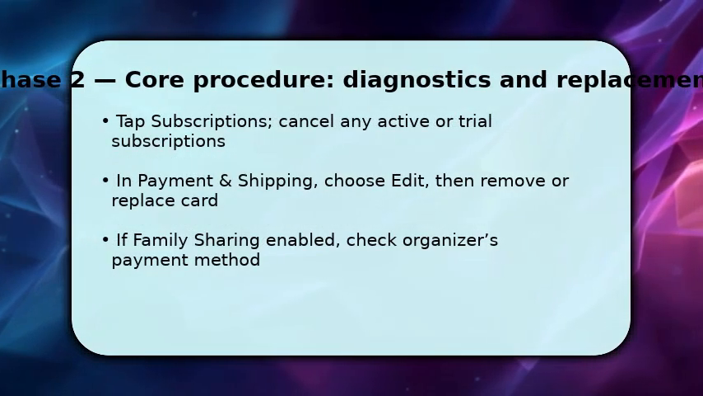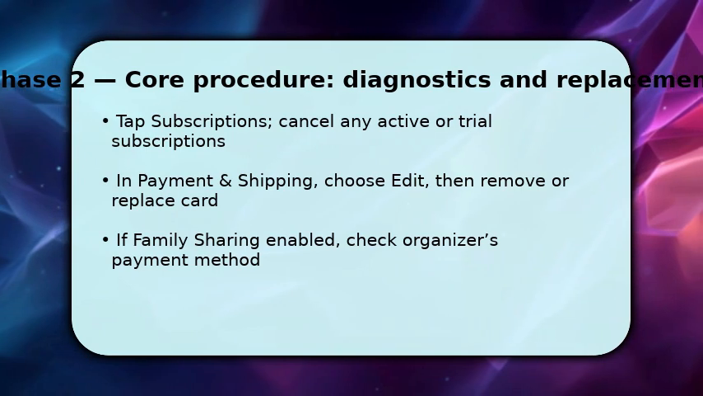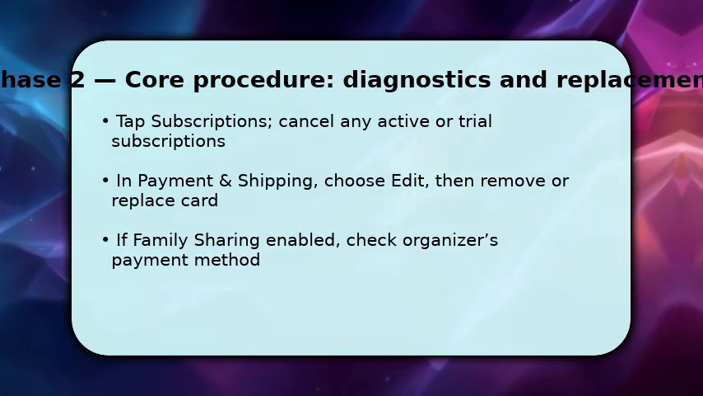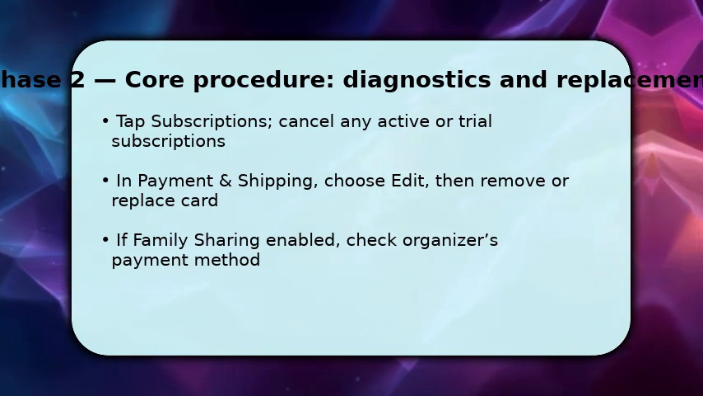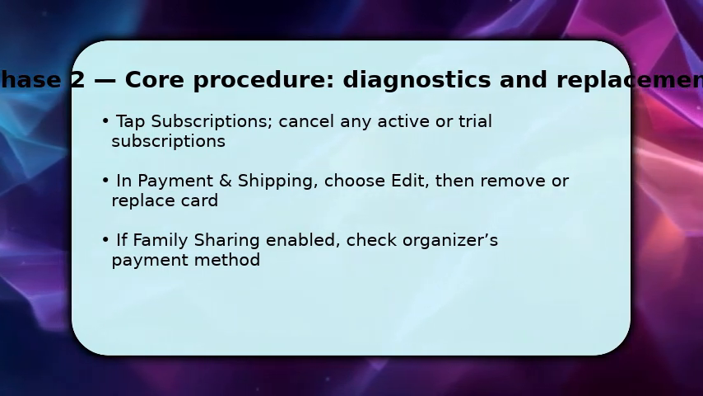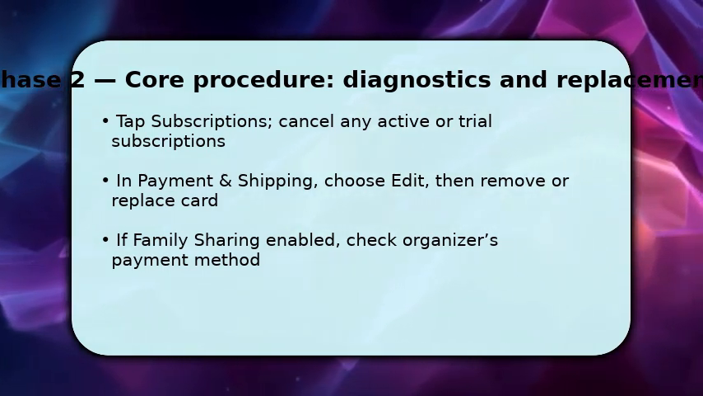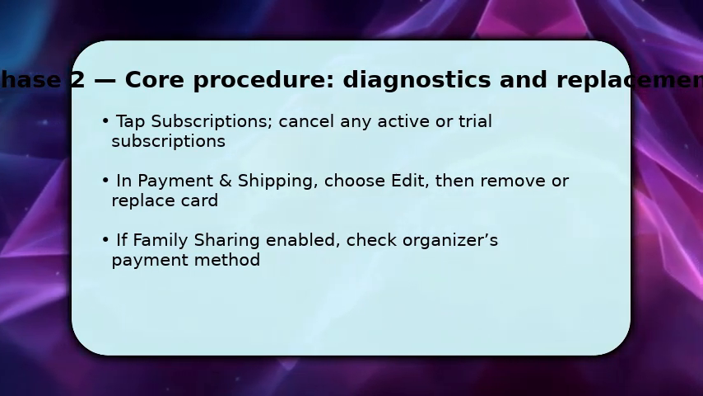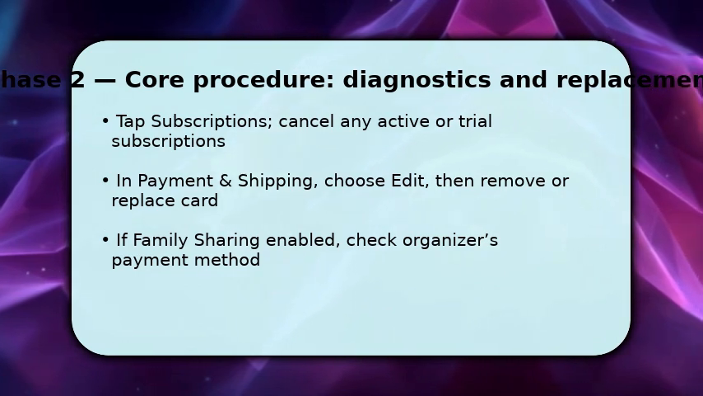Once done locating the payment method, go into Subscriptions and cancel each subscription you don't want to auto-renew. Do it now to stop future charges. Then return to Payment and Shipping, choose Edit, and either replace the card with another valid method or remove it. Apple requires at least one valid method for some services, so swap first if necessary.